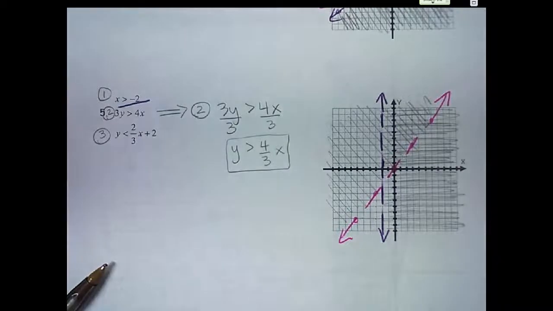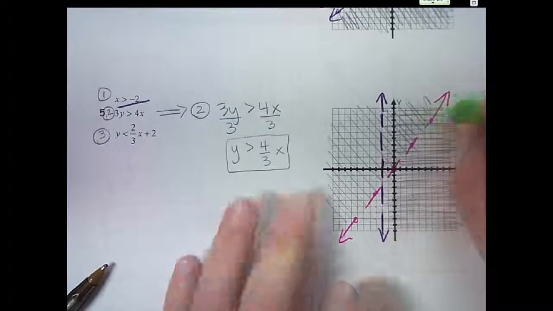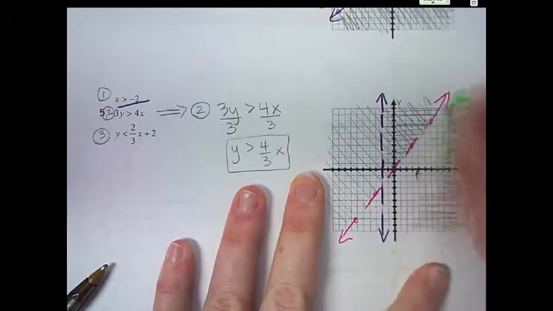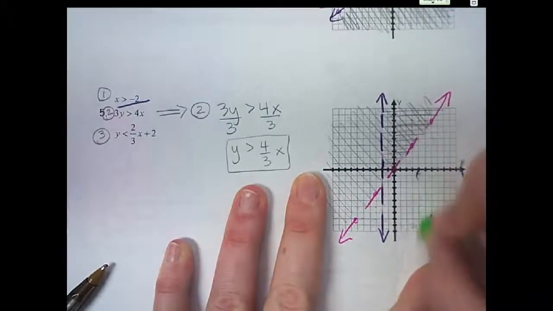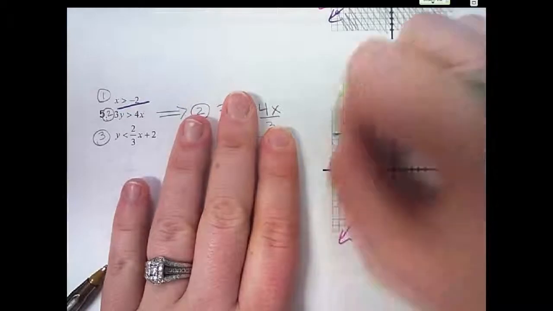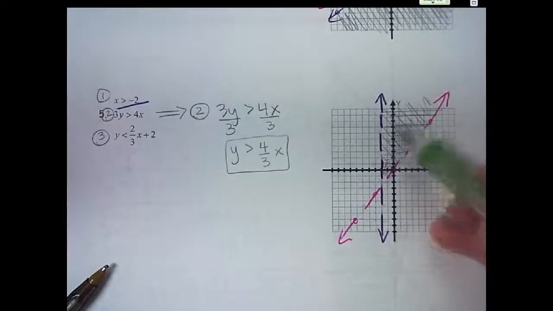Now, when I have 3 equations, once I've done the second one and I see where the double shaded area is, sometimes I erase this because otherwise it just gets so messy it's hard to see. And my solution area has to be where all 3 cross. So sometimes I just do this. That way it doesn't get crazy. So I'm going to have something over here.